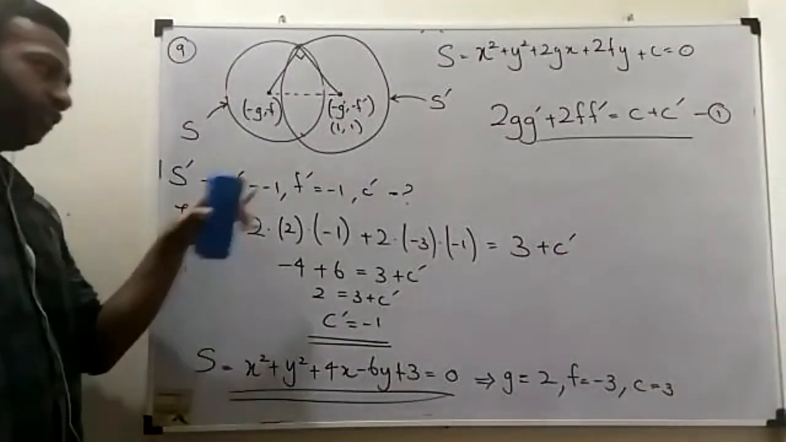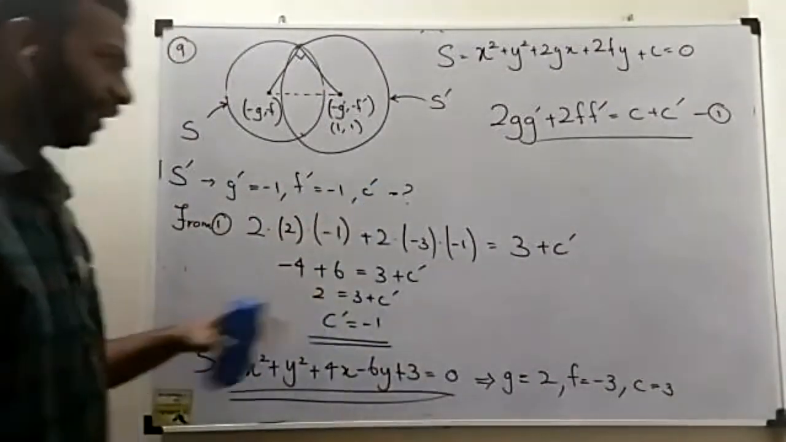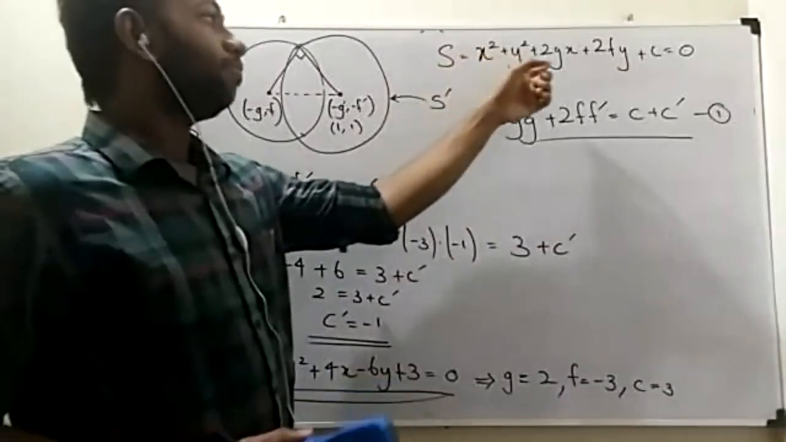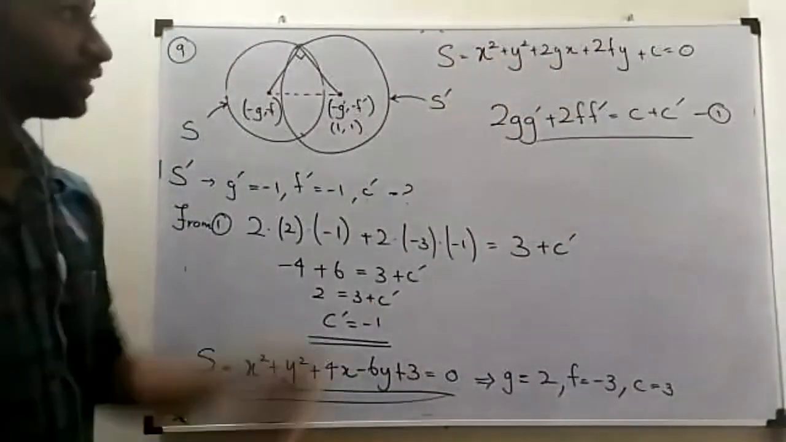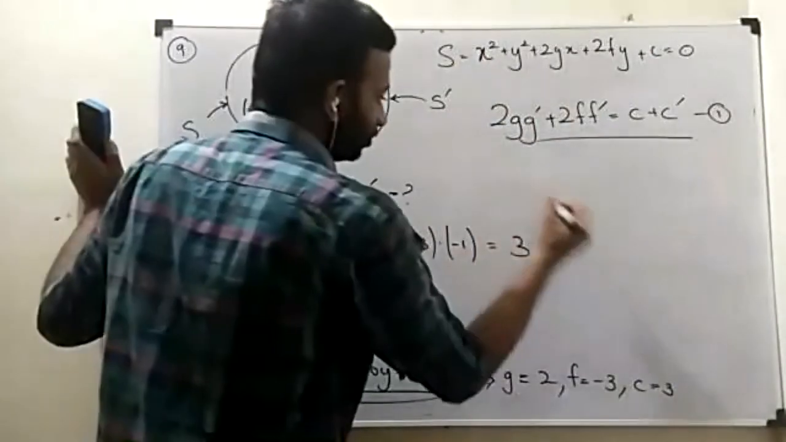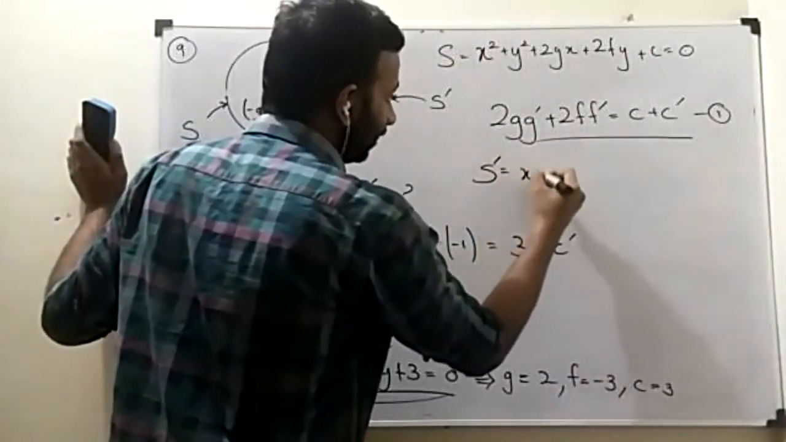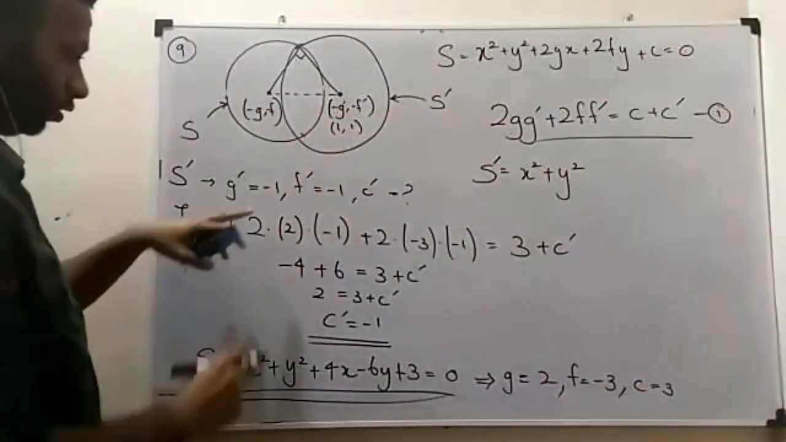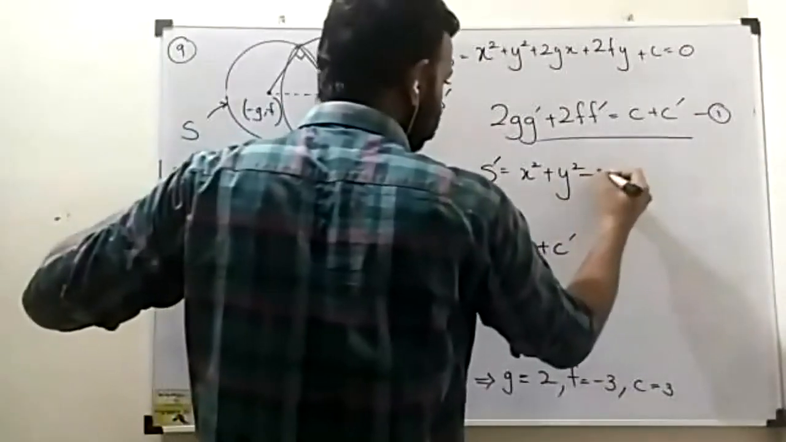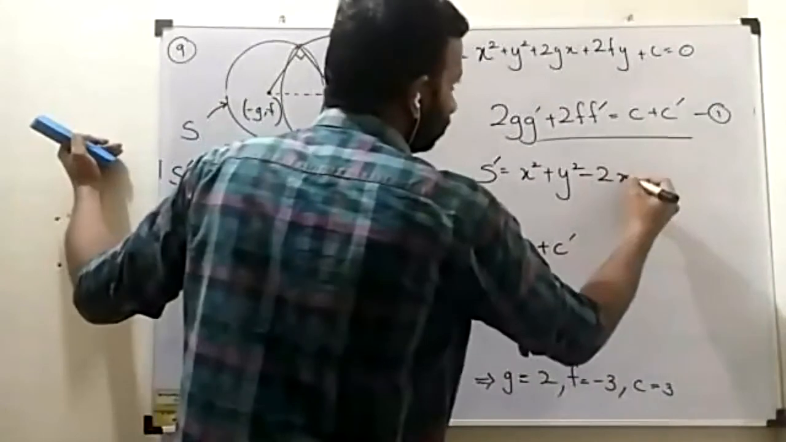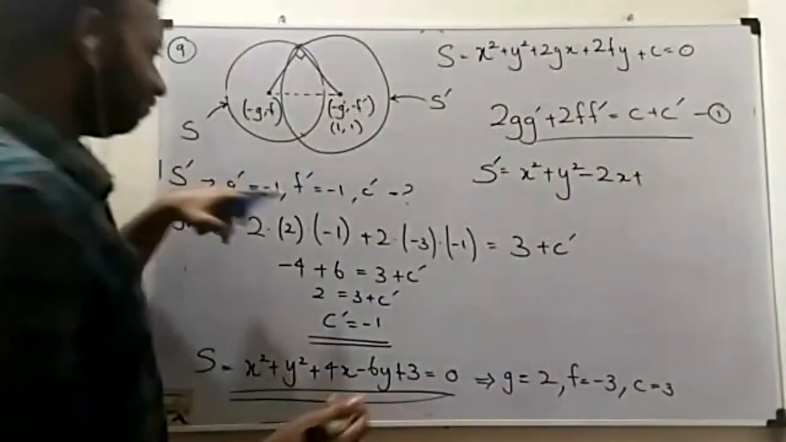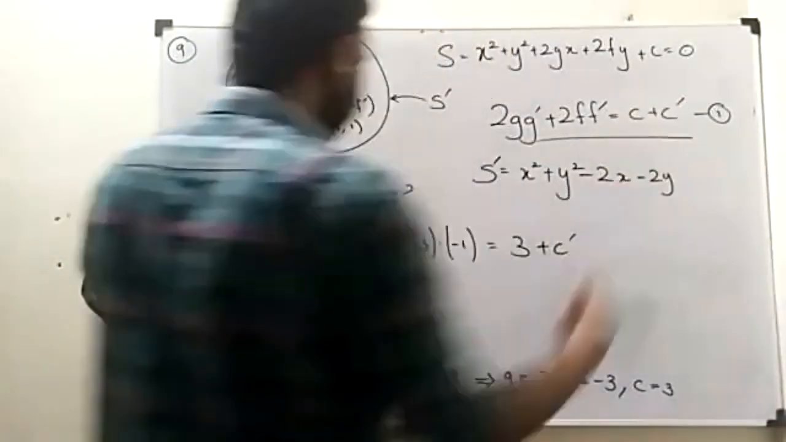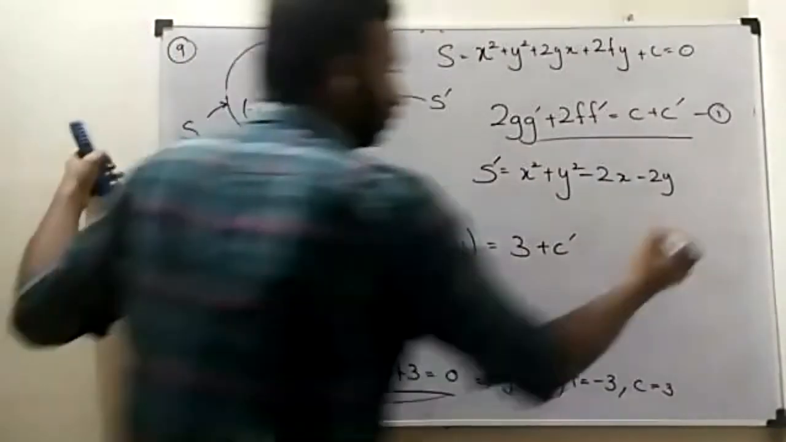So now we know g dash, now we know f dash, and we just found c dash. Can we write the equation of S dash? Yes. So S dash is the same as x squared plus y squared plus 2gx plus 2fy plus c is equal to 0. Just substitute. So S dash, I will write it here. S dash is equal to x squared plus y squared plus, what is 2gx? g is minus 1, multiplied by 2 is minus 2x, plus 2fy. What is f? f is also minus 1, multiplied by 2. That would also be minus 2y. What is c? We just found it. It's minus 1. Minus 1 is equal to 0.